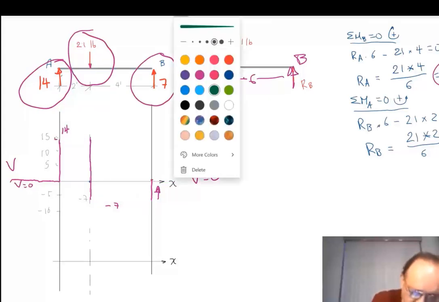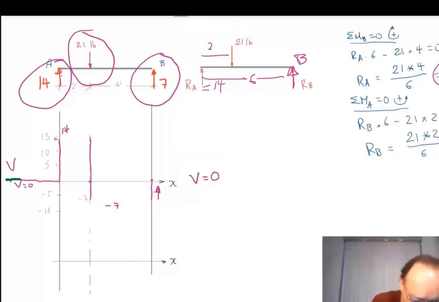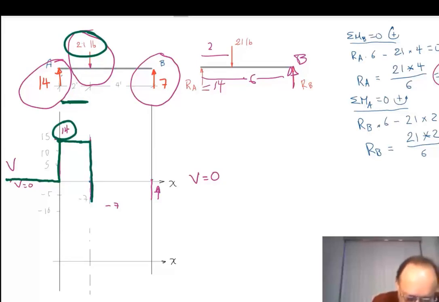So I start here at 0, and I keep moving horizontally. As soon as I find the load that says go up 14, I go up 14. So I reach the 14 level here. I keep going horizontal because there are no loads in this region. Then I find here the load of 21, so I go down 21. If I was at 14, I have to go down 21, so I reach -7, right? So 14 minus 21 is -7.